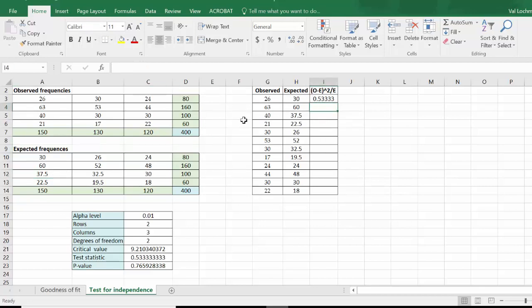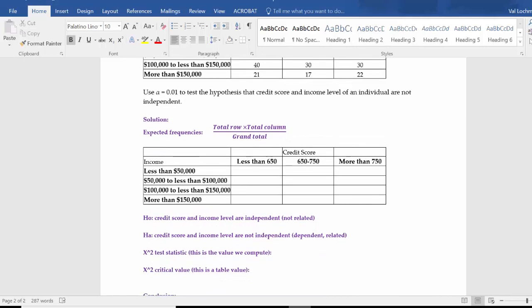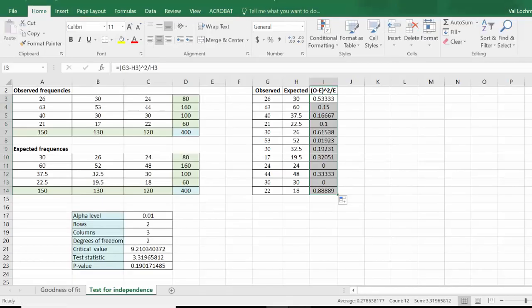So once I have all of this copied, I'm going to do the same computation as before. So it's observed minus expected squared divided by the expected. Okay, let's copy all the way down. I have all my values. And now let's go back to our worksheet. If you were to submit this for credit, you would fill in this table right here. I'm not going to copy them down, but you would copy these values, 30, 26, 24, and so forth.